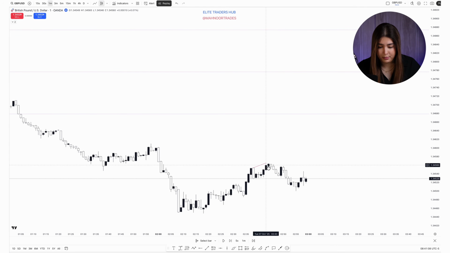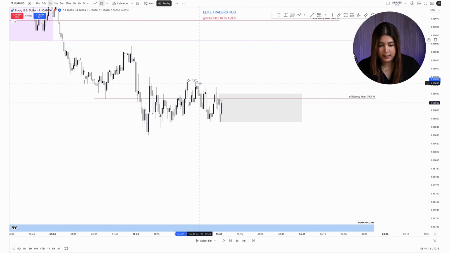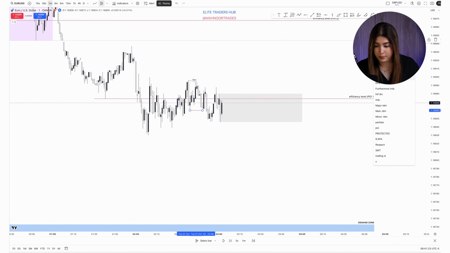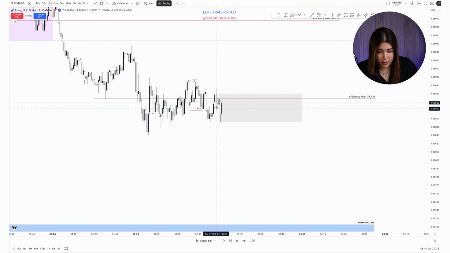So one is actually manipulating while the other one is mitigating, and mitigating one is often the stronger one to take. So that's what we're going to do. All we got to do is wait for a break of structure of this low to confirm the intent of the bearishness. And then what we do is we enter for a sell position.